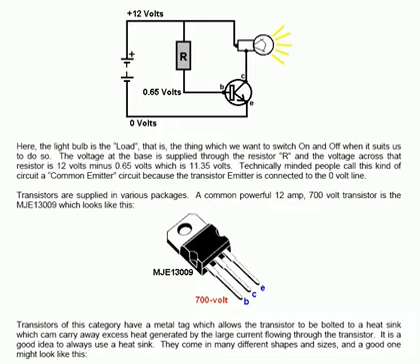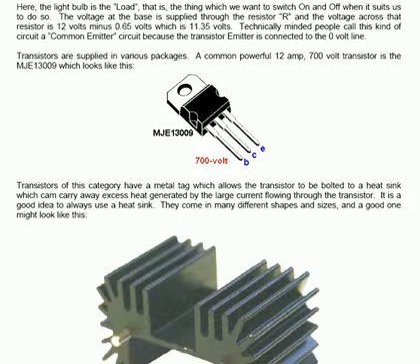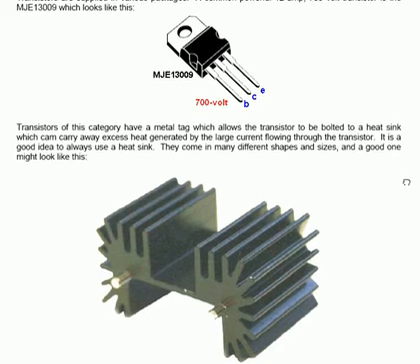Transistors of that sort of level of power have a metal tag, shown here, which allows the transistor to be bolted to a heat sink, which can carry away excess heat generated by the large current flowing through the transistor. It is a good idea to always use a heat sink. They come in many different shapes and sizes, and a good one might look like this here. It has a flat area which the metal tab of the transistor can be bolted to, and then there are a lot of dark colored fins which can radiate away heat.